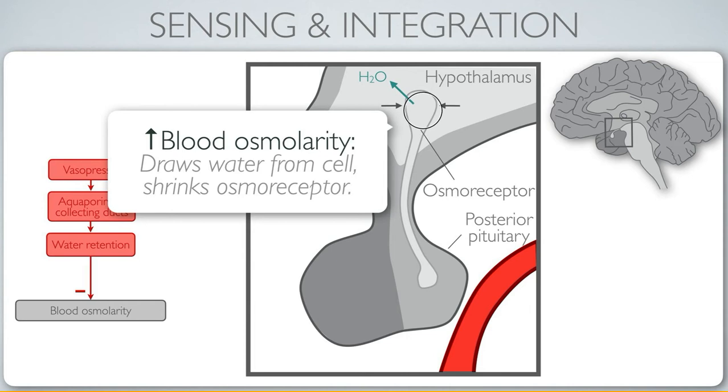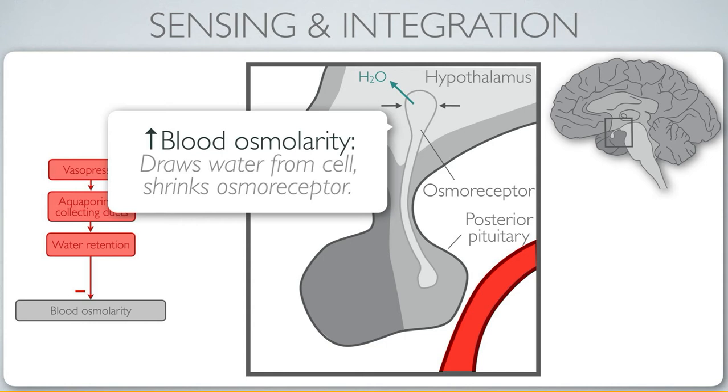And when the osmolarity of the blood is high, that means water is going to tend to move into the blood. So this movement of water is going from the cell body into the bloodstream, because osmosis favors that action, that the water will tend to move towards a higher solute concentration. Now what happens is then the cell body of the osmoreceptor shrinks. It reduces in volume. And that's a response directly to blood osmolarity.